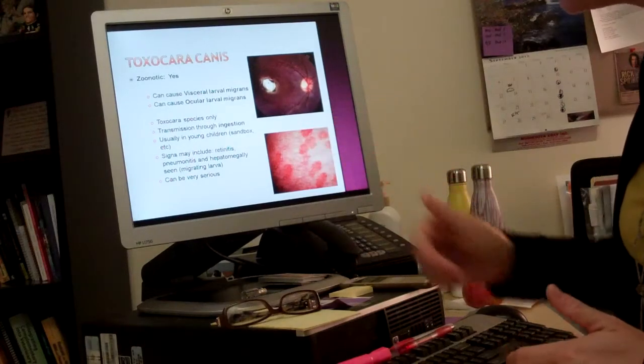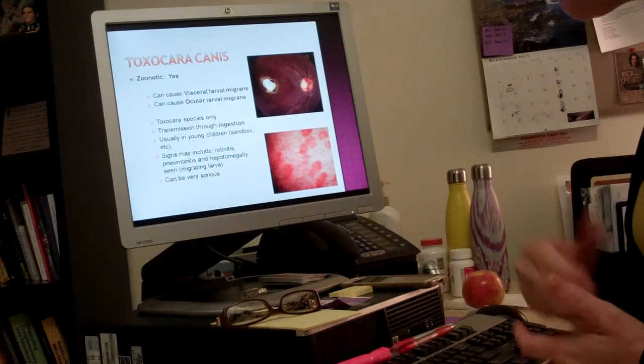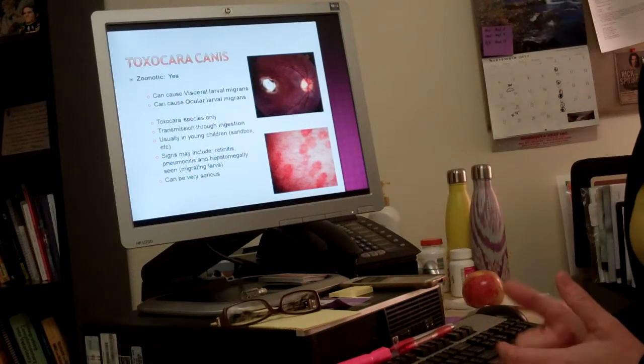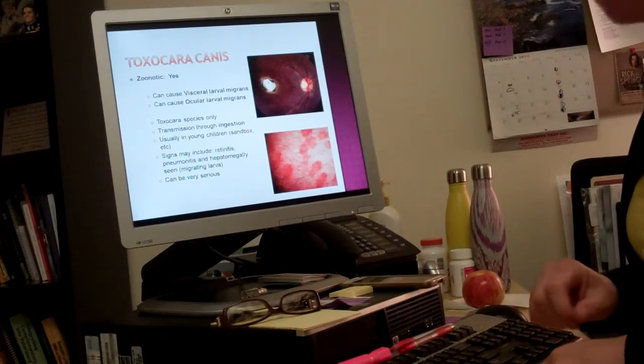And here it's migrated into the superficial skin, causing a rash-like appearance. Is it going to kill you? No. Certainly, probably very uncomfortable.